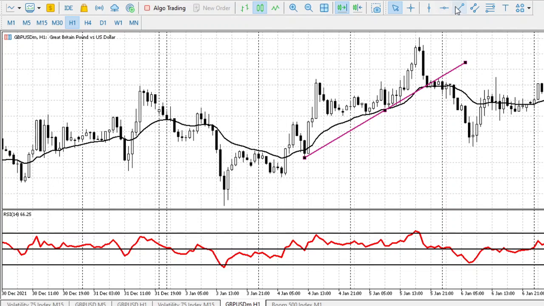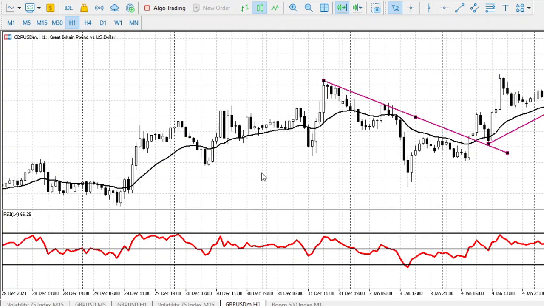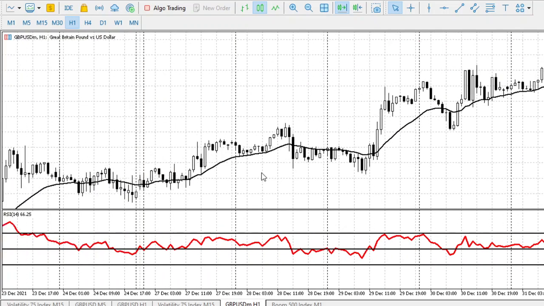trend line. So let's see how we can draw it. As you can see, we now have our trend line and it was broken here, then you can have your nice entry. So this is how you can use the overbought and oversold zones to enter your trade.